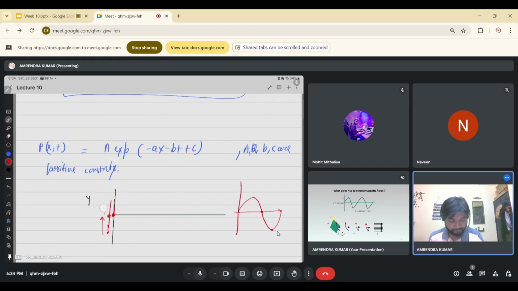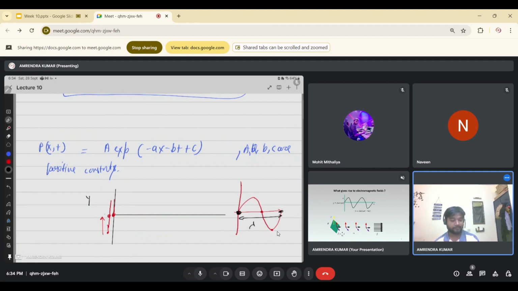Okay, so this is the initial position. Now these two maxima, this one and then this one, it completes one cycle. So this is called lambda.